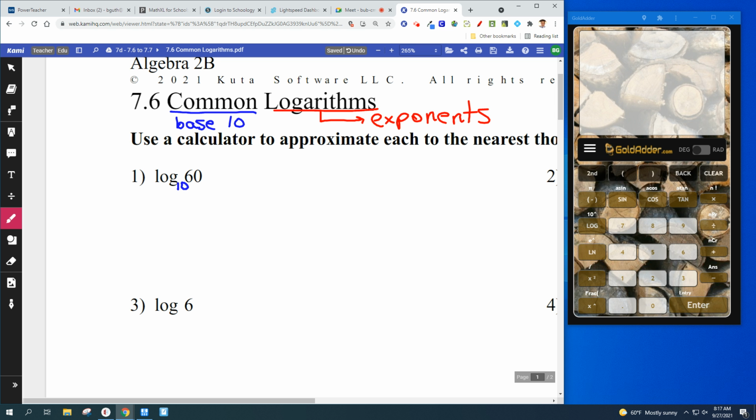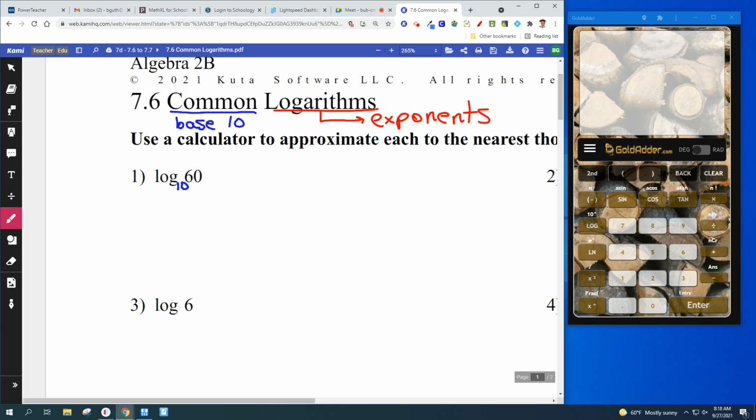So if we're talking about a logarithm being an exponent, the question to ask yourself is what exponent would make 60. If you think about it, what's 10 to the first power? 10, right? We need some exponent that's going to make 60. What's 10 to the second power? 100, that's too big. So it's going to be in between 1 and 2, because 10 to the first is 10, which is too small, and 10 to the second is 100, which is too big.